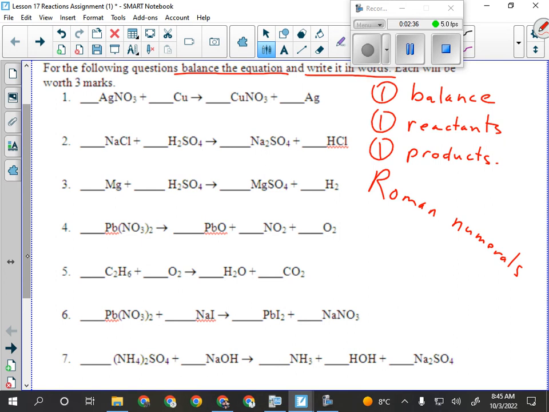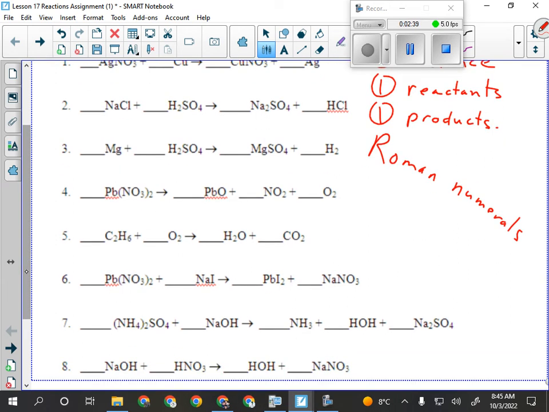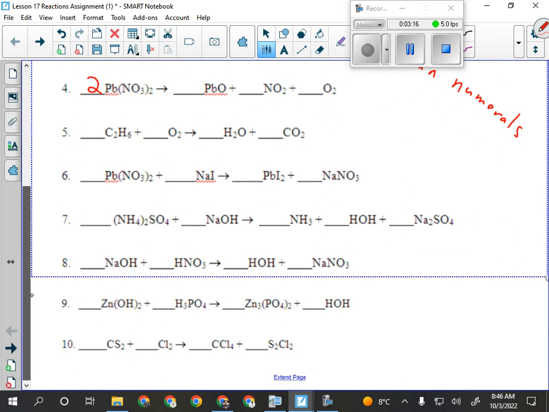The tip I'm going to give you here will be for number 4. I would suggest starting with a 2. Questions on the first section? So 1 mark for reactants, 1 mark for products in word form, 1 mark for a balanced chemical reaction. That's where you're going to get your marks for this one.